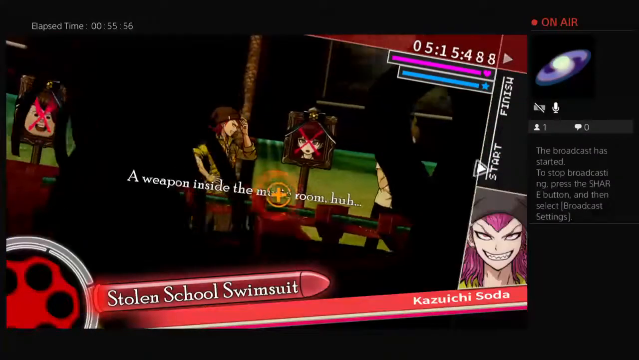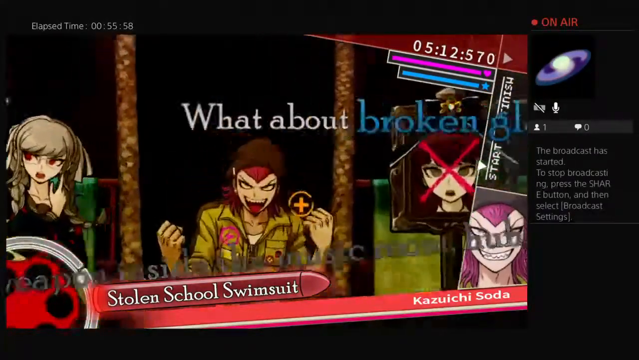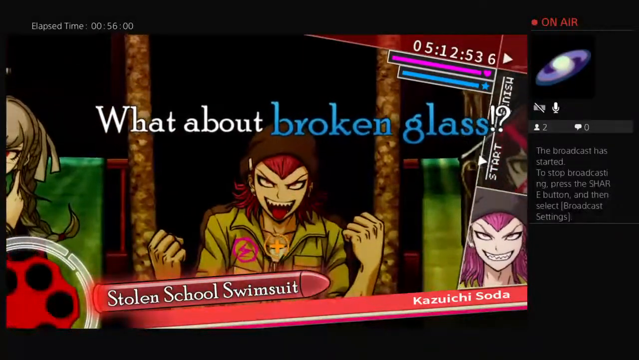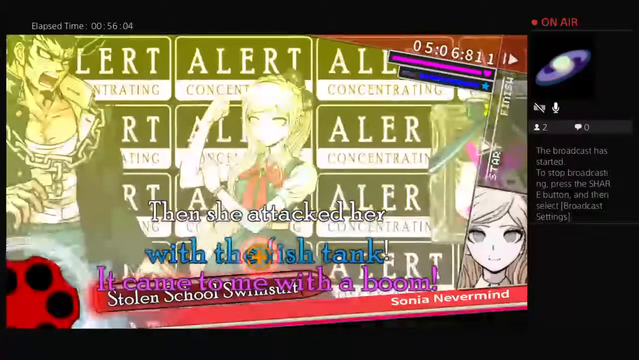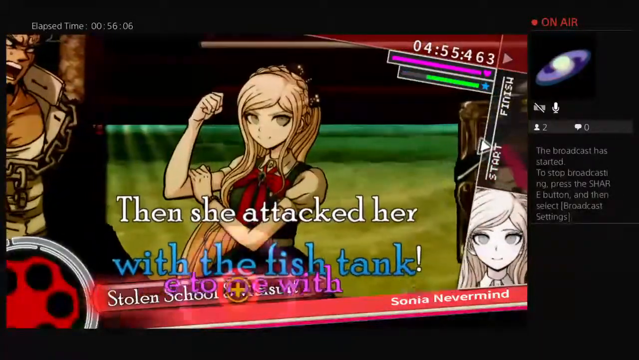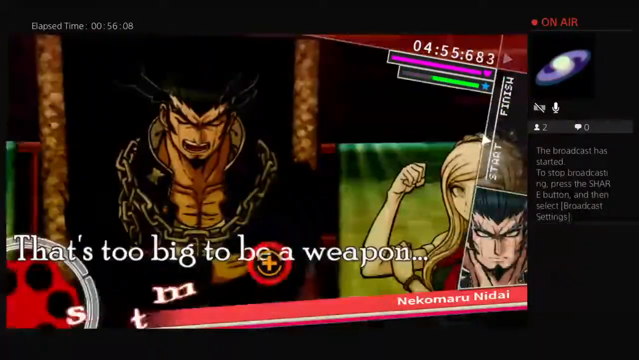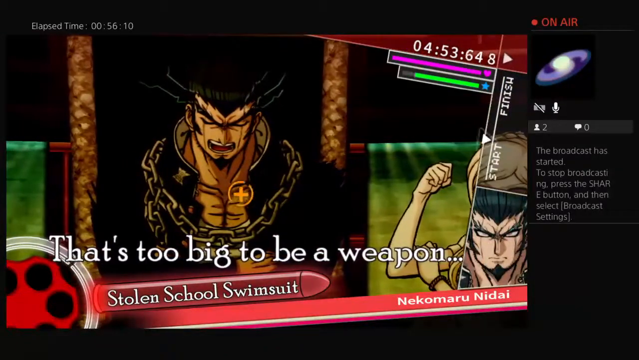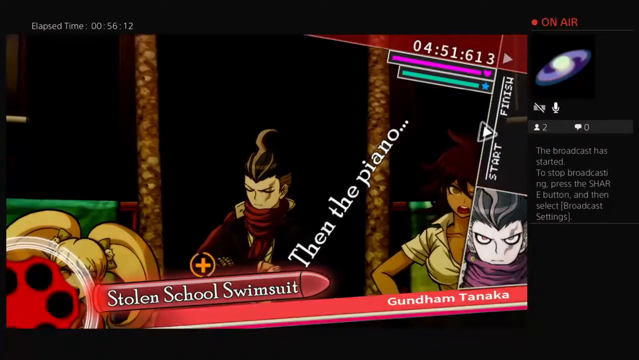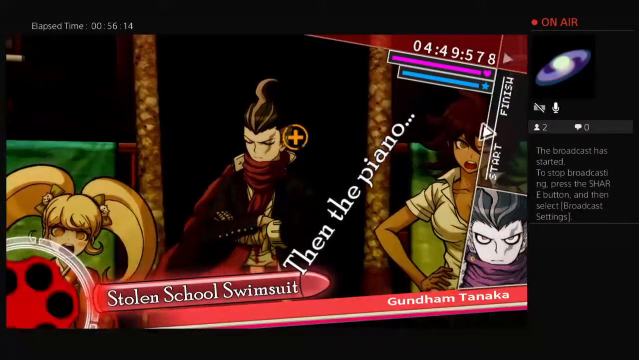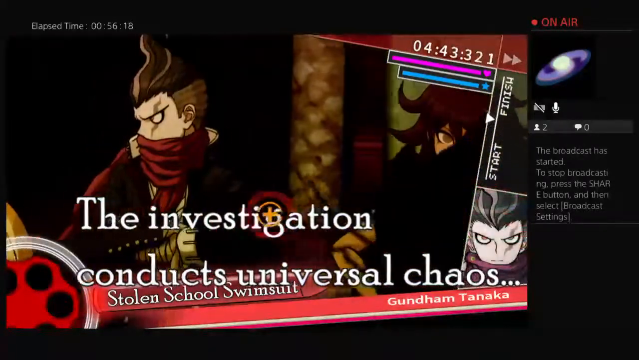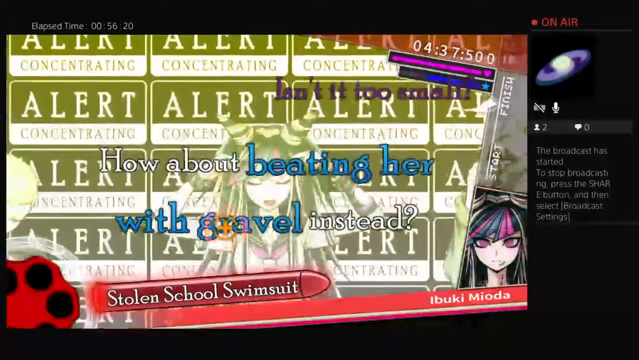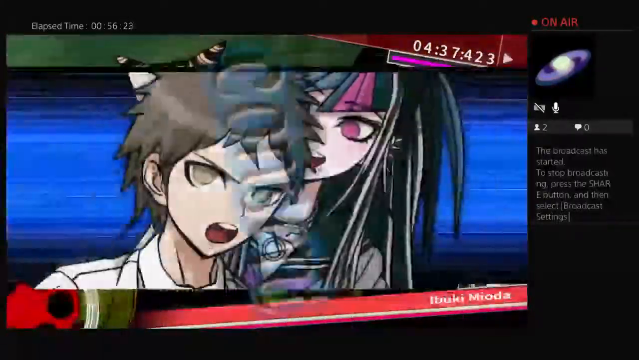A weapon inside the music room, huh? What about broken glass? Isn't the cause of death a blow to the head? Then she attacked her with the fish tank. That's too big to be a weapon. Then the piano. Why are you going even bigger? The investigation conducted. It's on that big a... How about beating her with gravel instead? I agree with that.